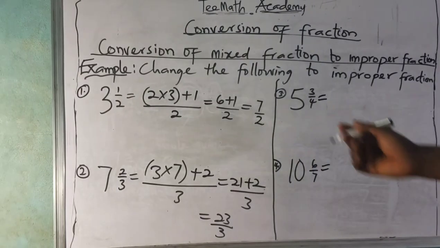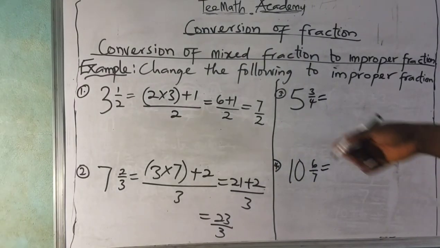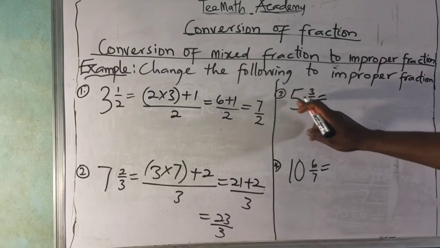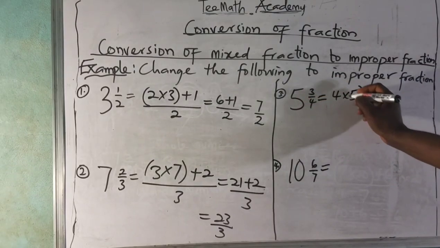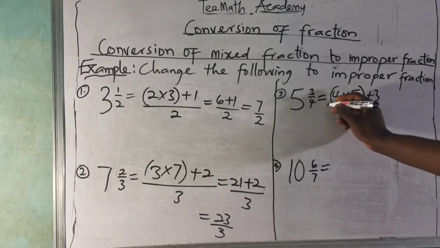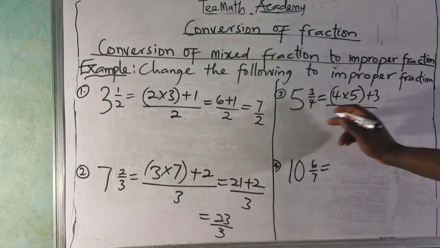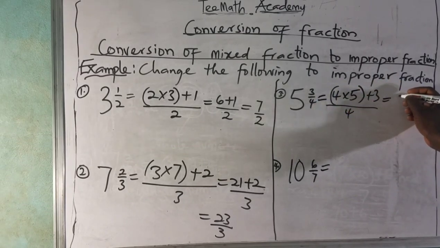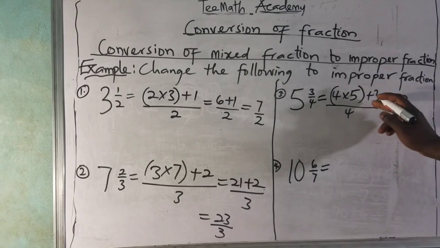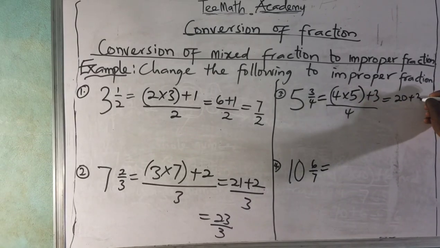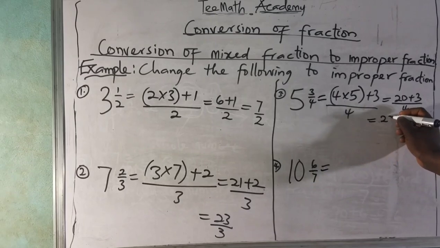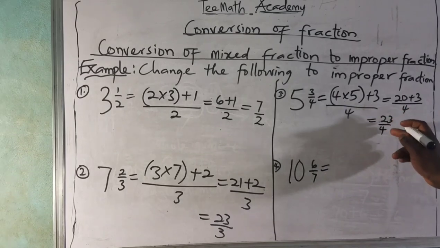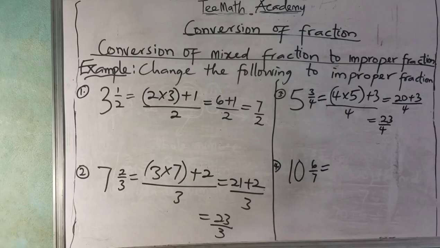Then this is 5 whole number, 3 over 4 here. Just like the way we have been doing it, this times this plus this. That will be 4 times 5. Okay, plus 3 over everything over 4. So 4 times 5 is what? That is 20. Then plus, you continue, plus 3 over 4. Okay, 20 plus 3 is 23 over 4. So this is an improper fraction.